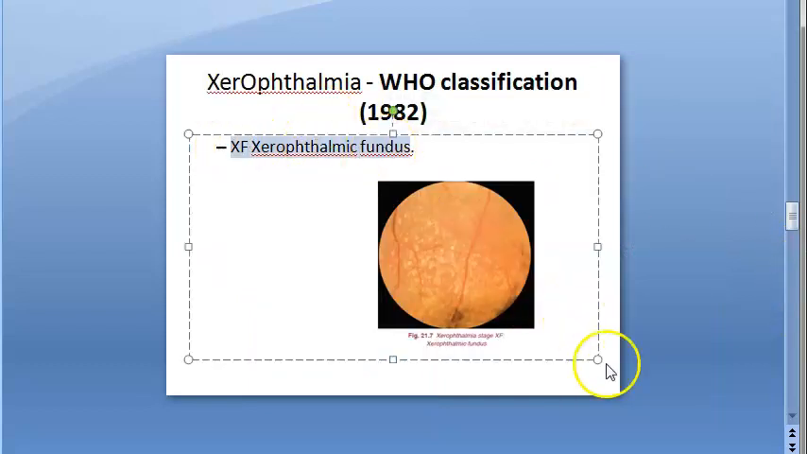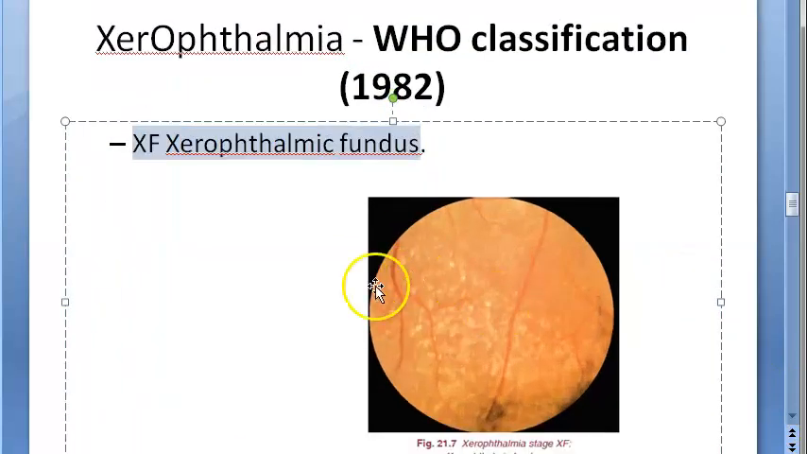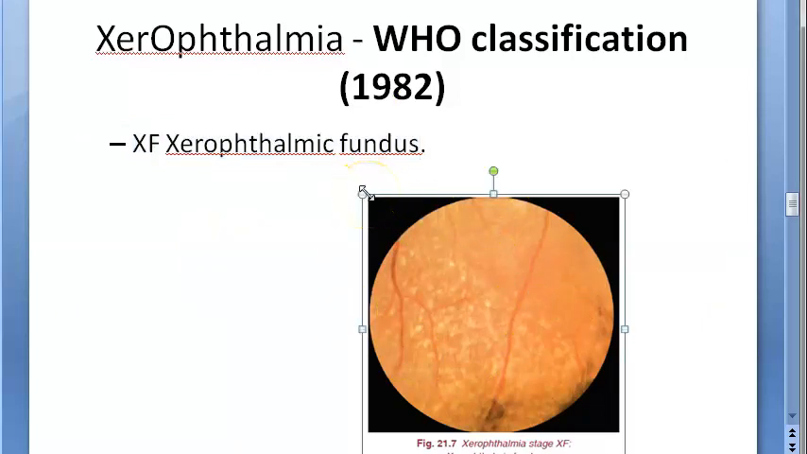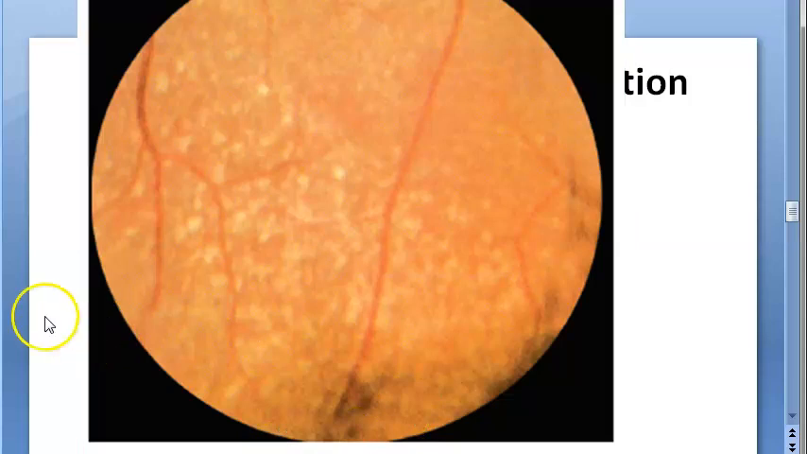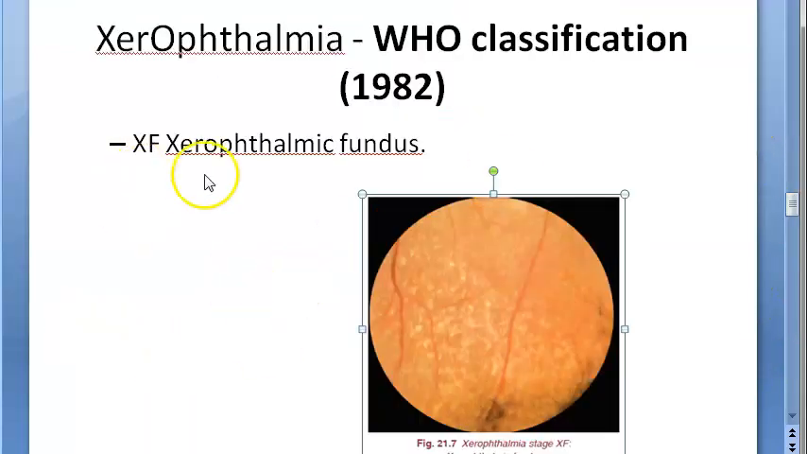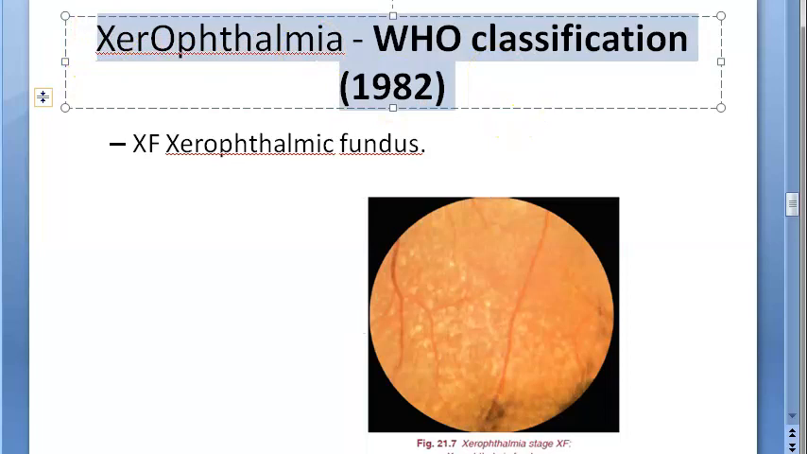Lastly, it is XF, xerophthalmic fundus. Let us look at the fundus now. We are going into the pupil and using an ophthalmoscope to check the fundus. Xerophthalmic fundus is characterized by typical seed-like raised whitish lesions scattered uniformly at the level of the optic disc. Are you able to see? Some white, yes, I can see whitish lesions scattered uniformly. Seed-like raised, yes, it seems like that. So we have finished the WHO classification of xerophthalmia.